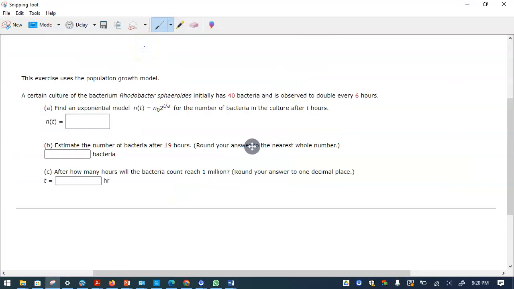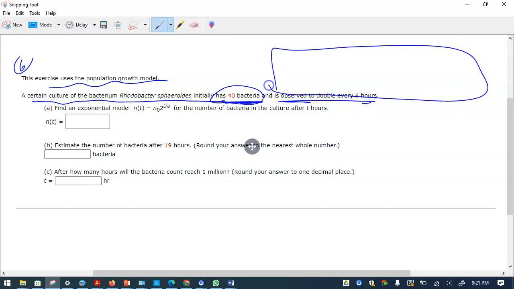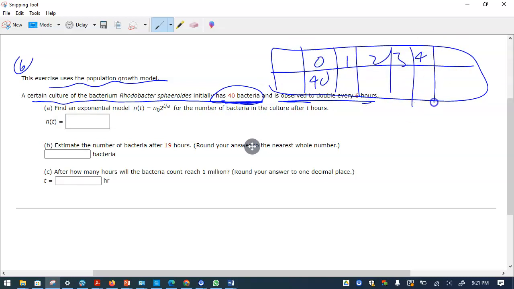Practice problem number 6 uses a population model. They give you a bacteria which in the beginning is only 40 and then it doubles every 6 hours. That means in the beginning it was 40, then 1, 2, 3, 4, 5, 6 hours, it becomes 80. That's all this means. It doubles, right?